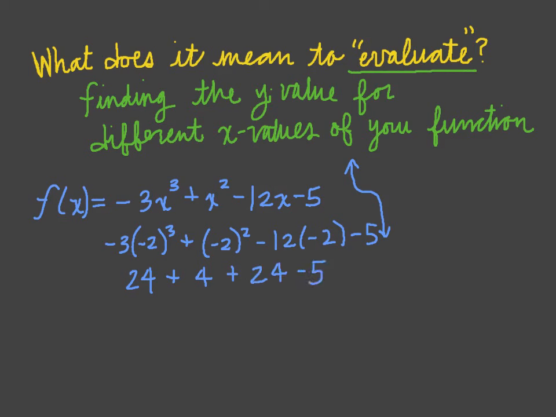All right, so now we're just tallying up what we have, and now we kind of have to flex our brain a little bit. So 24 plus 4 is 28, plus 24 is 52, minus 5 is 47. Okay, so that was a little bit more work than what we did before with the quadratic. So this is one way to do this, and remember, this is called direct substitution.